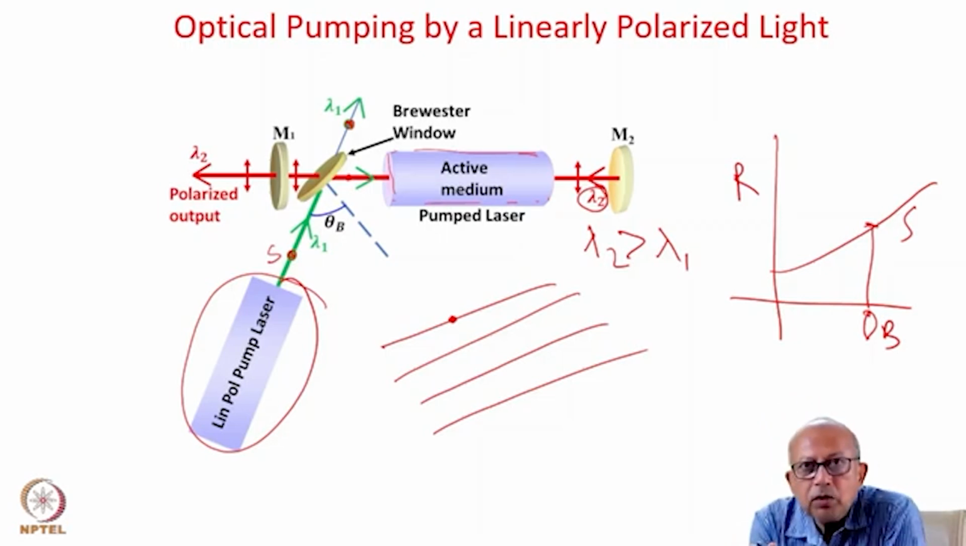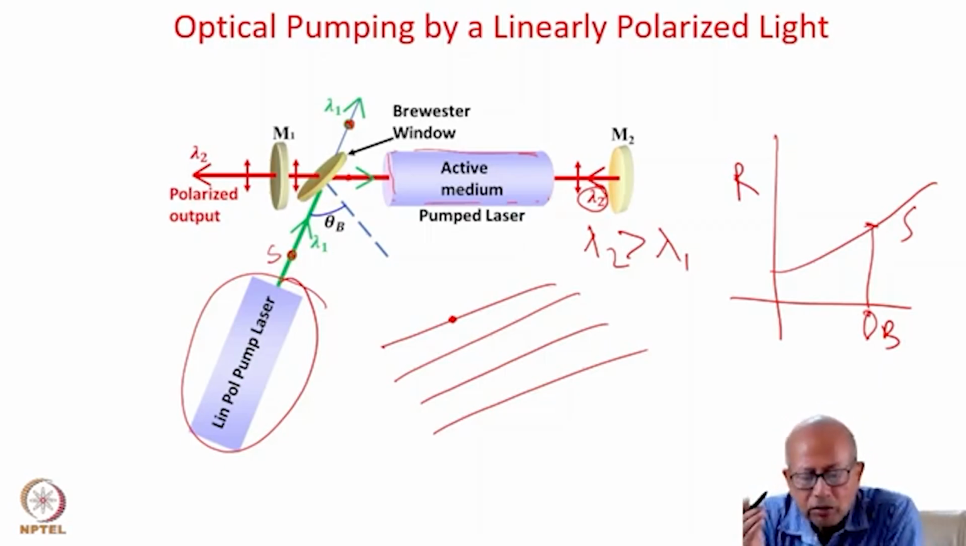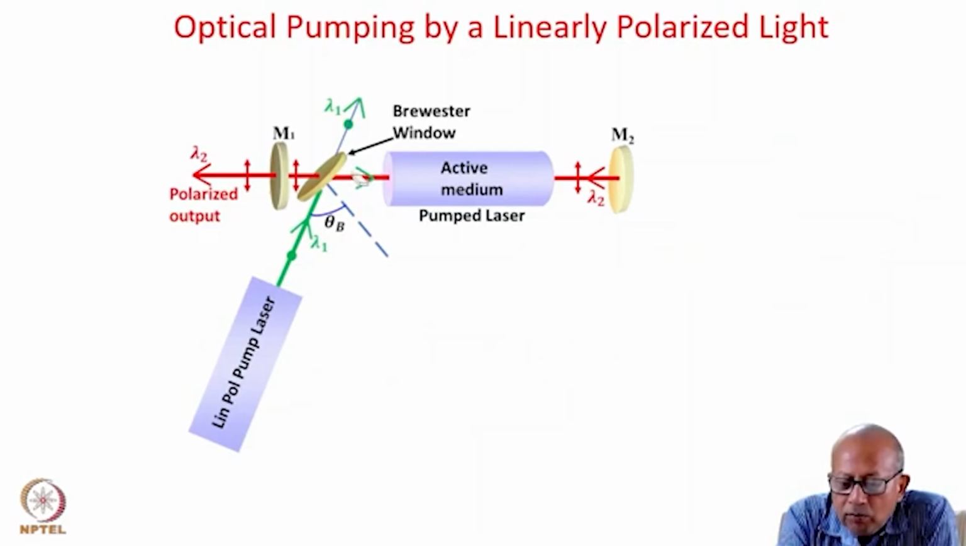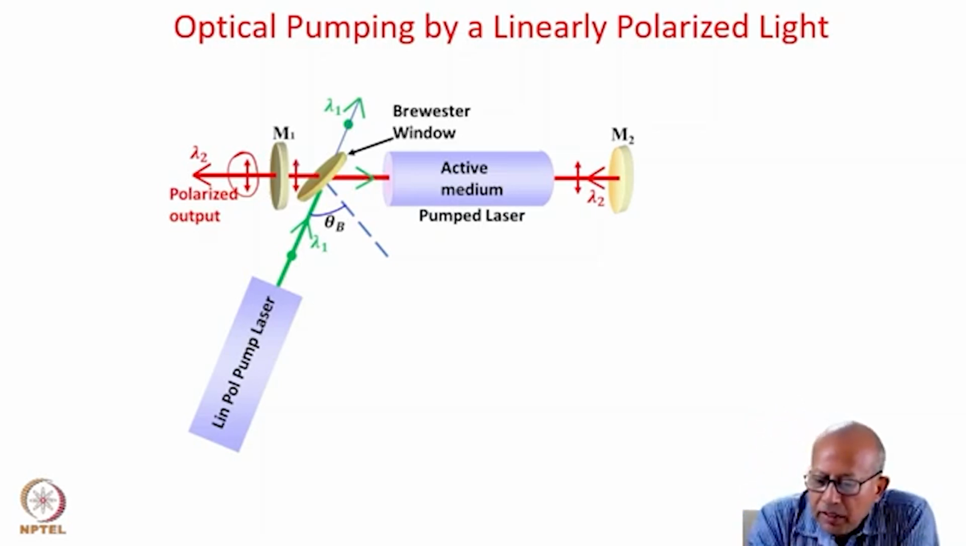Now, stimulated emission, which is triggered by this random light, also initially would produce light at that random polarization. That means it will have both the S polarization as well as the P polarization. So stimulated emission, which is triggered by this randomly polarized light, will also in the beginning produce light with random polarization.